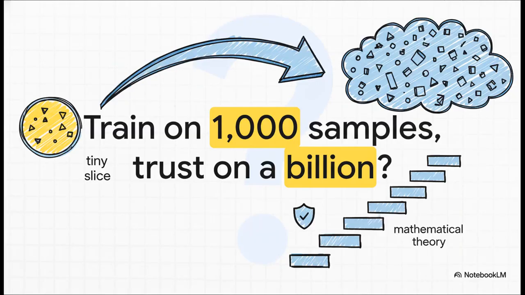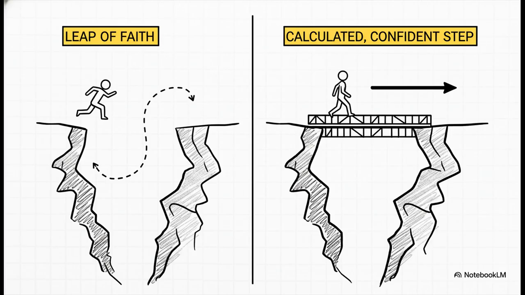Right. This is the big one. This is the whole ball game in machine learning. You give your model 1,000, maybe 1,000,000 pictures to learn from, a tiny little snapshot of the real world, but then you expect it to work flawlessly out in the wild on billions of new things. It feels like a total leap of faith, right? But what if it wasn't? What if there was a way to turn that leap into a step you can measure? There is, and it's got this wild name.